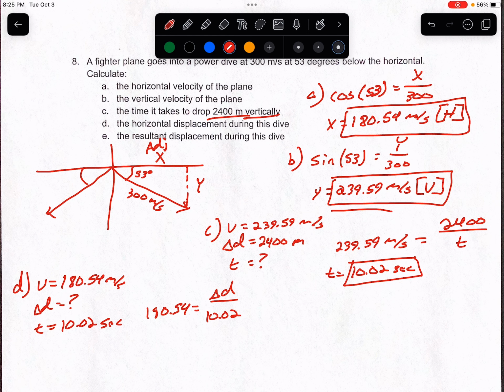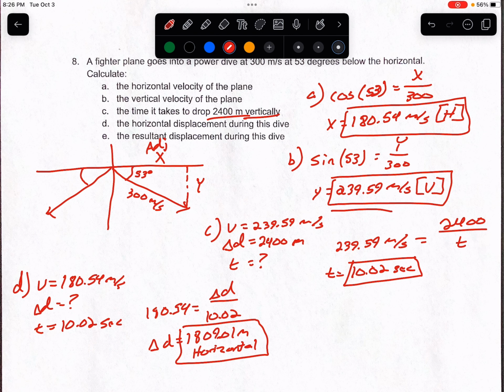So I'm going to multiply both sides by 10.02, and you are going to get 1,809.01 meters. And we're just going to go ahead and label that horizontal. You can say it's east if you want to, either one. So 1,809.01 meters.